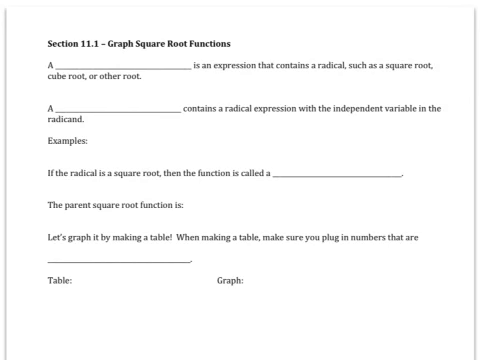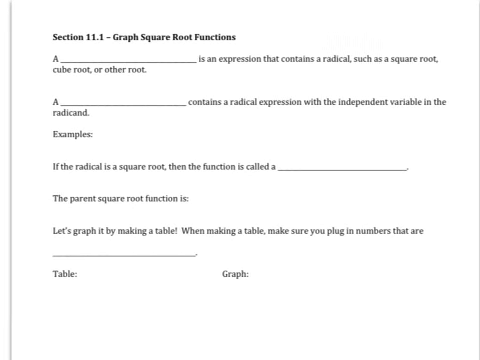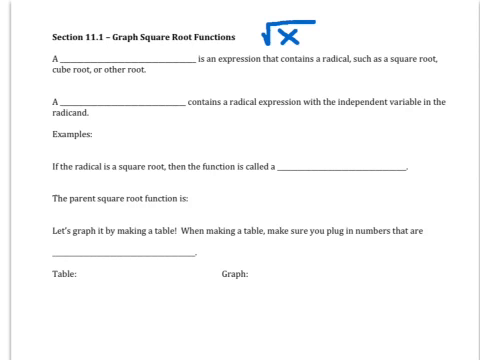We will start chapter 11 by learning about square root functions and how to graph square root functions. A radical expression is an expression that contains a radical, such as a square root, cube root, or other root. Now, when I say square root, I mean this symbol, the square root of x. So that would be a radical expression. So anytime you see any type of root, it could also be called a radical expression.